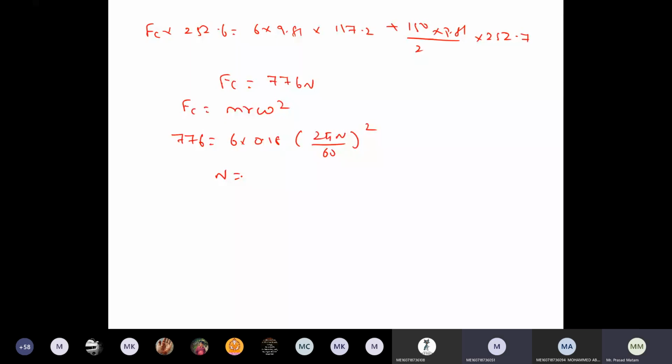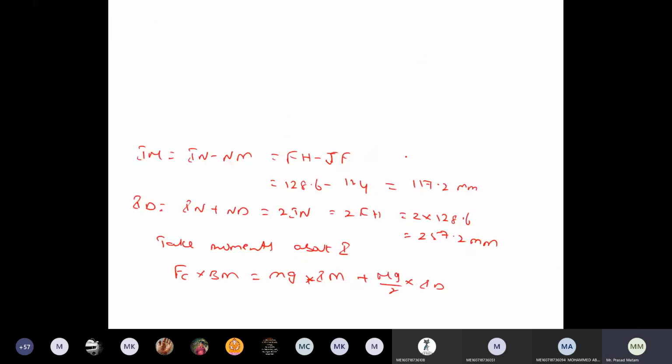Sir, why did you find it with this formula, sir? Fc is m r omega square. This is only to find the speed. This is for a Proell type governor. What is the centrifugal force formula?